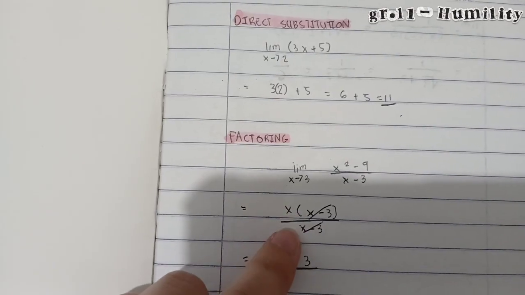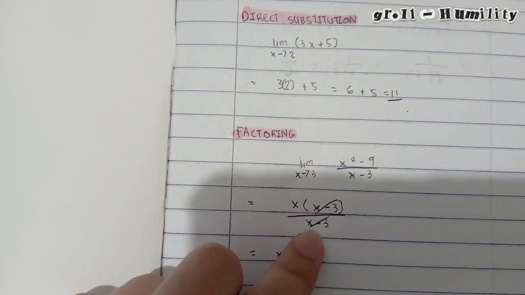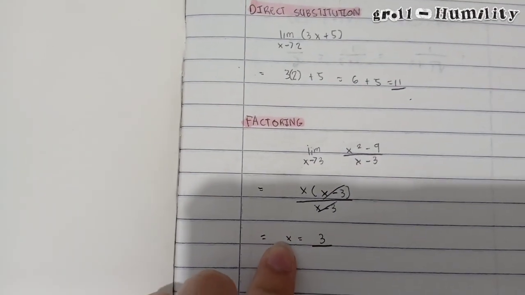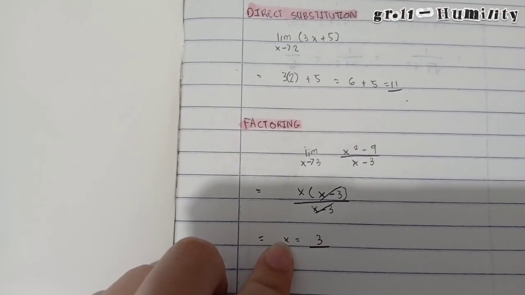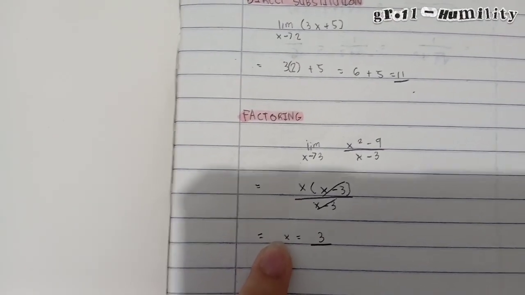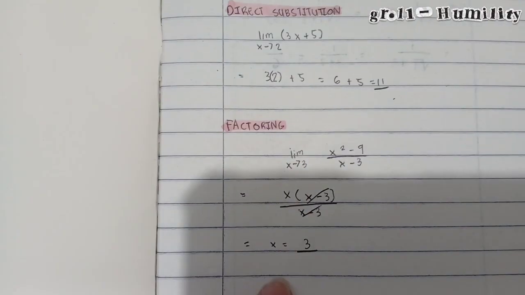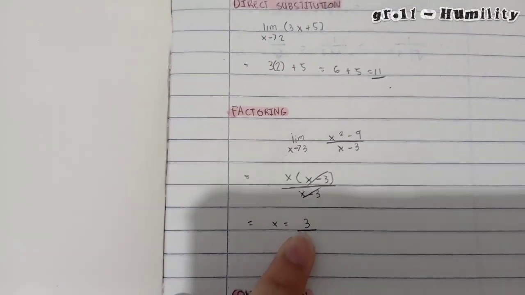And then look, x minus 3 and x minus 3 in the denominator, we cancel that out. We only have x left. And then x is equal to 3. So the final answer is 3.